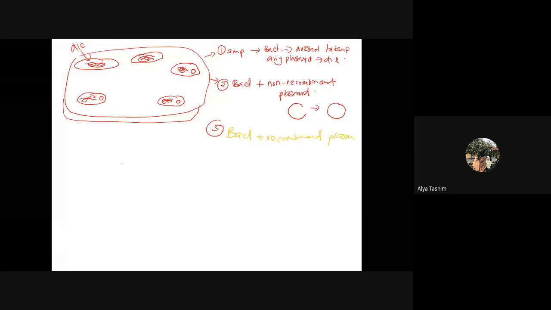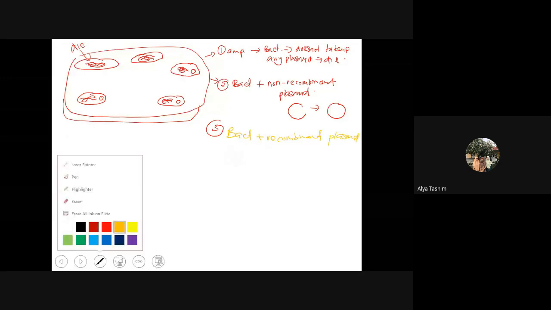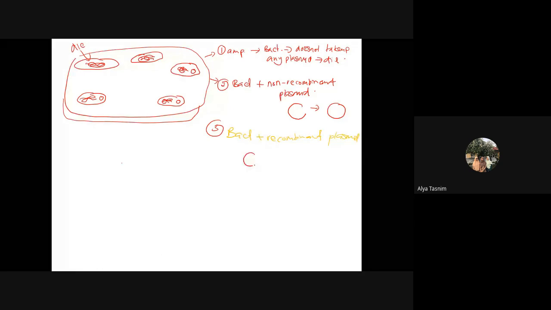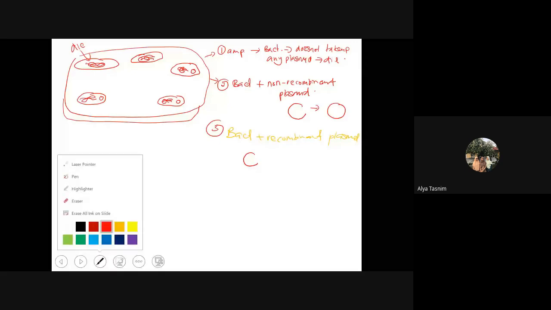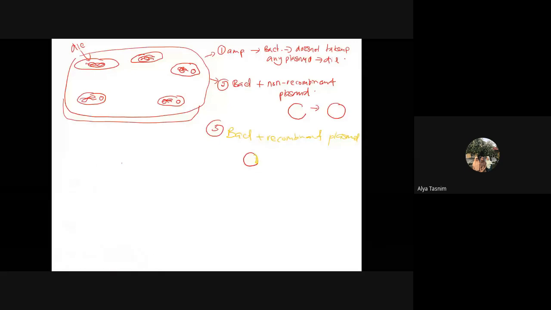So ini adalah bakteria yang mana plasmid dia ada insertion of foreign DNA. Ini adalah contoh bakteria yang macam ni. Draw ni.